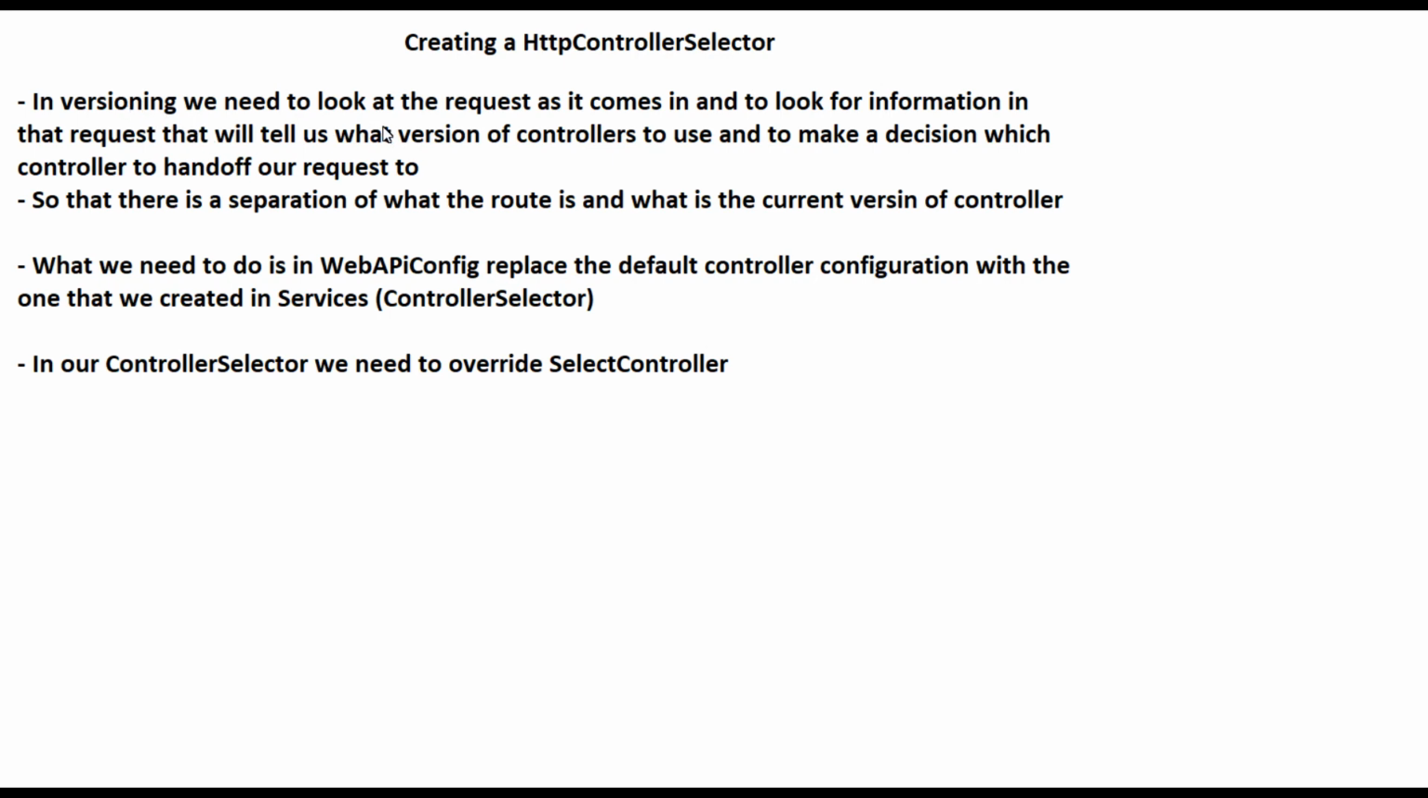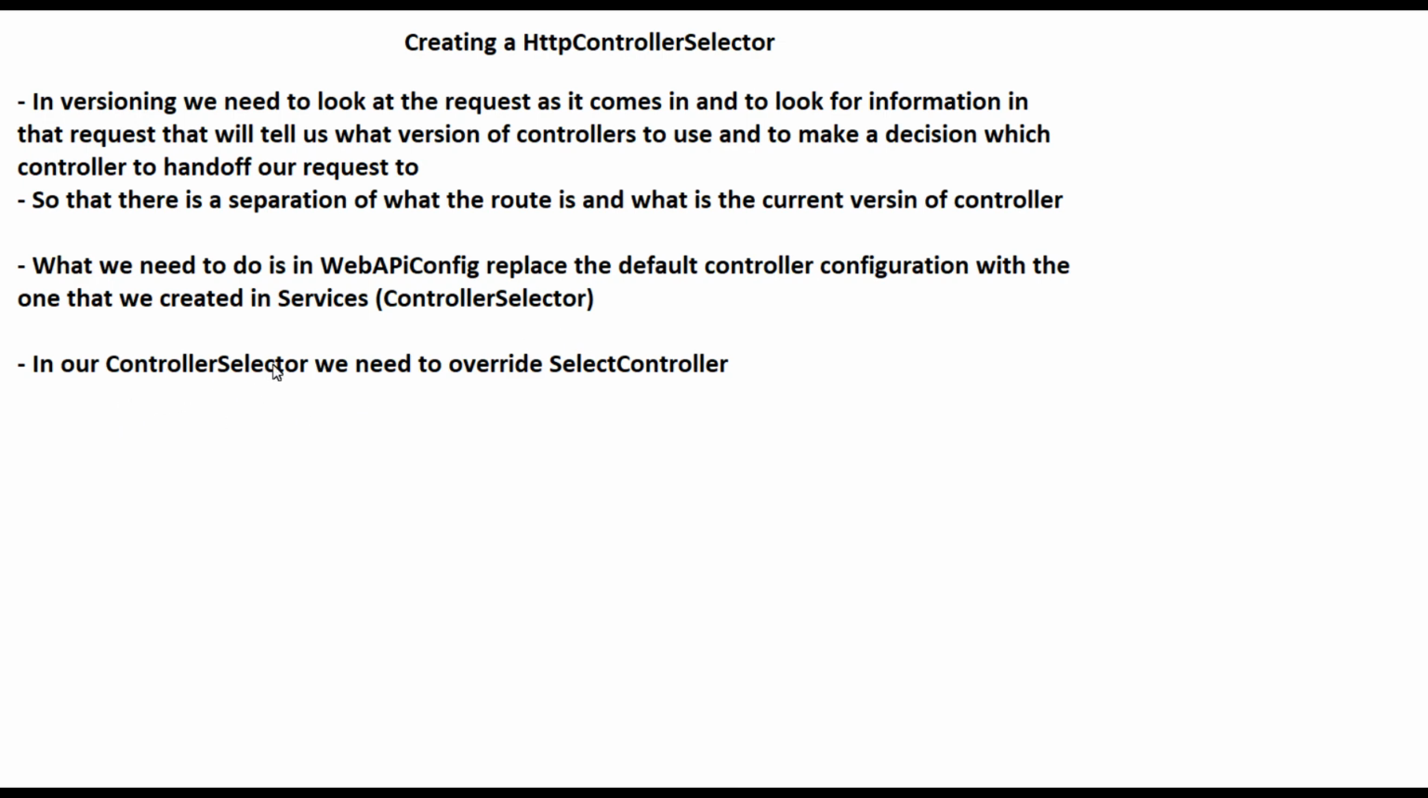So in versioning, we need to look at the request as it comes in and look for information in that request that will tell us what version of controller to use, and make a decision on which controller to hand off our request to. That way there's a separation of what the route is and what the current version of the controller is. So what we need to do is, in Web API config, replace the default controller configuration with the one that we create. We're going to create a controller selector.